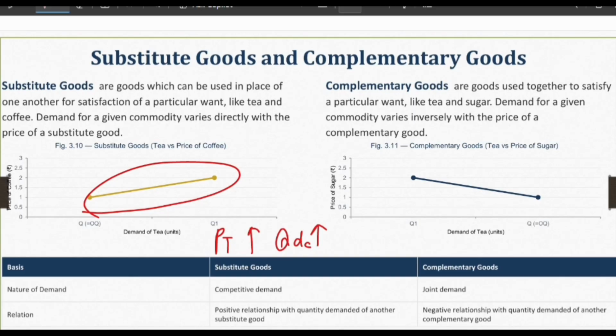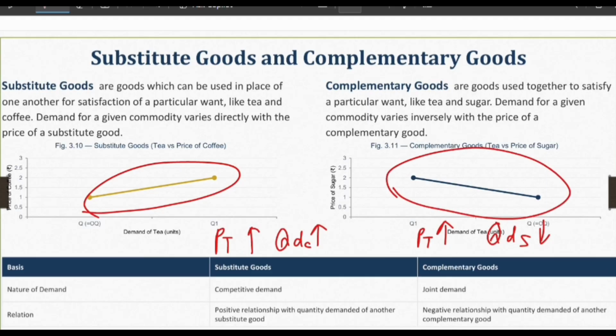Whereas complementary goods are goods which are used together to satisfy a particular want, like tea and sugar, and they vary inversely. For example, if the price of tea increases, the quantity demanded for sugar will reduce, because it would be very expensive to use both of these things together to satisfy a particular want. So here it is varying inversely, that is why it is a downward sloping curve.